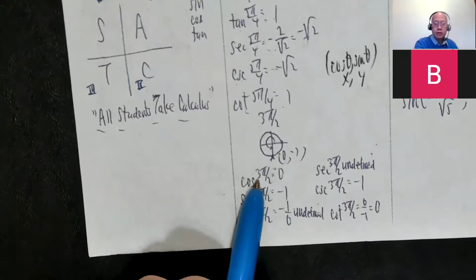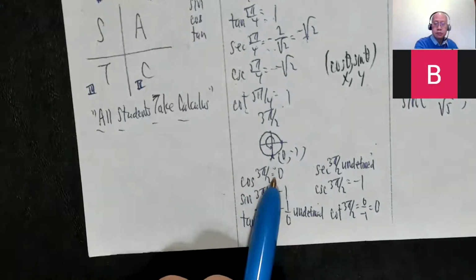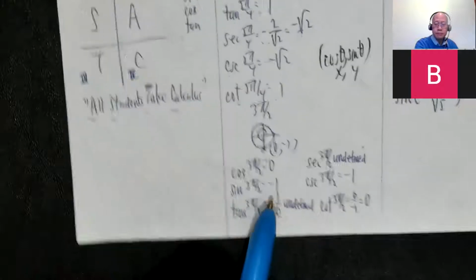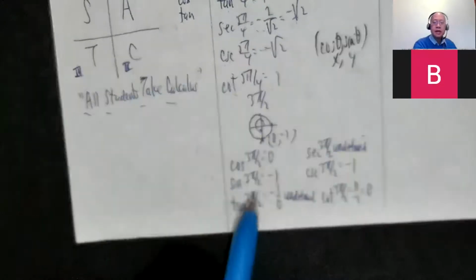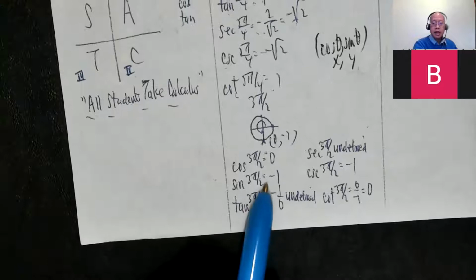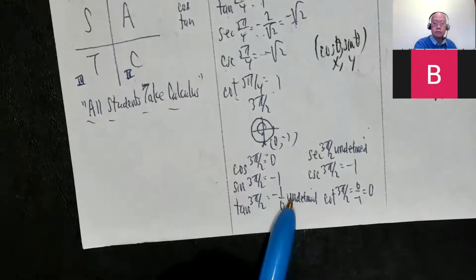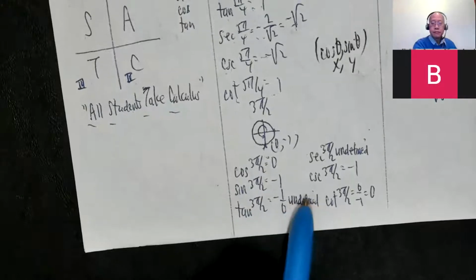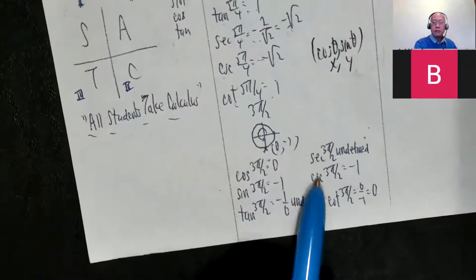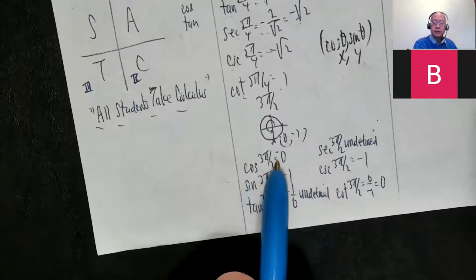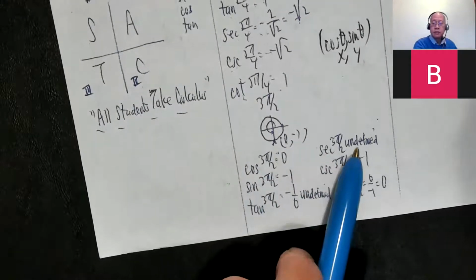So cosine 3 pi over 2, x-coordinate, 0. Sine of 3 pi over 2, y-coordinate, -1. Tangent, sine over cosine, so -1 divided by 0, undefined. Then I flip. Secant of 3 pi over 2, reciprocal of 0, undefined.